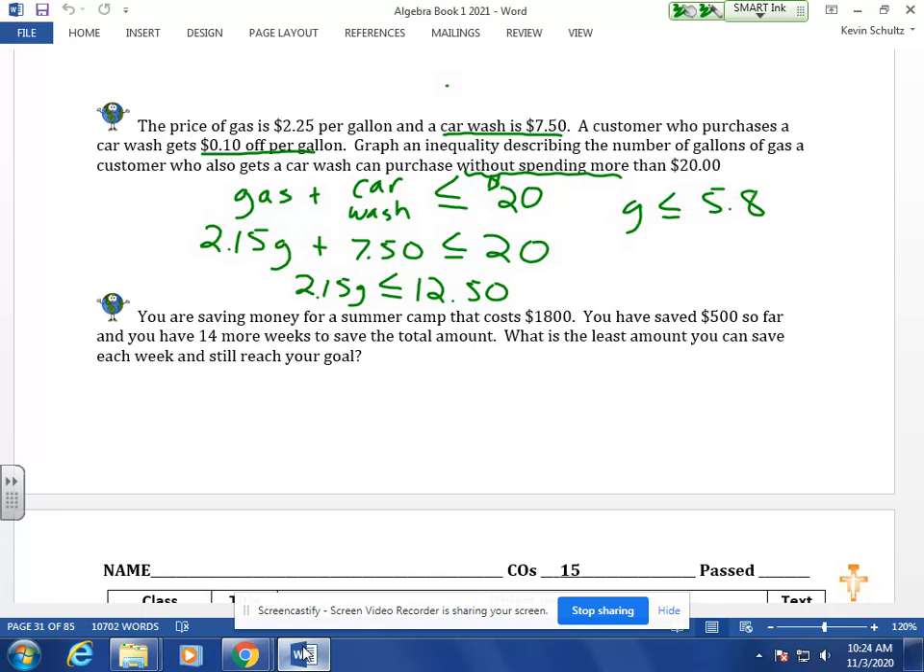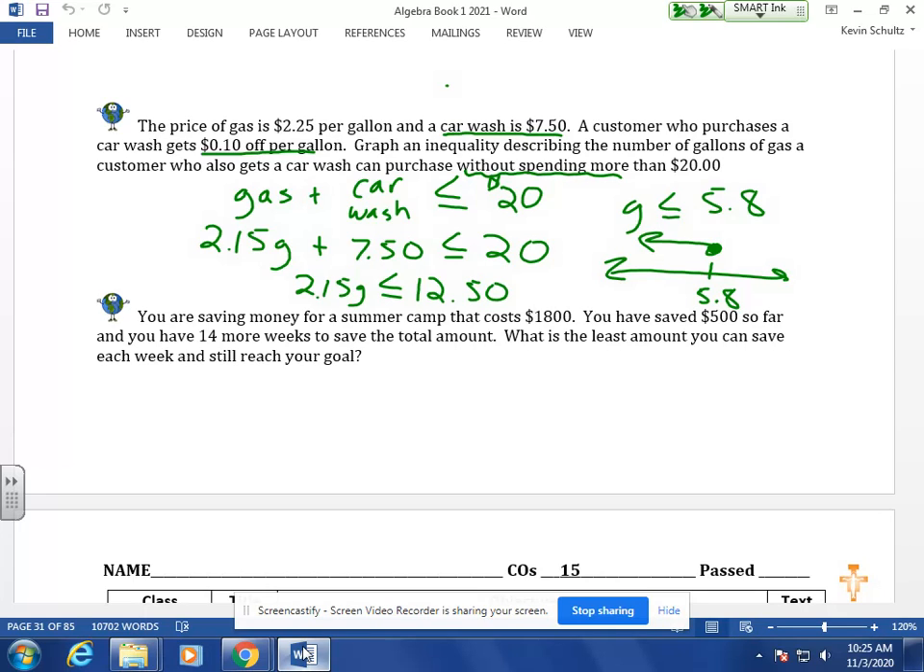We'll just say 5.8. Now, in CO14, we ran into a few situations where a decimal answer didn't make any sense, right? With the ornaments and the number of songs. In this case, can you pump 0.8 gallons of gas? Yes. So you would not round to 6 here, and you would not round down to 5. You'd keep it as 5.8 because in context, this answer still makes sense. So you can get 5.8 or fewer gallons of gas, get that car wash, and still spend no more than 20 bucks.